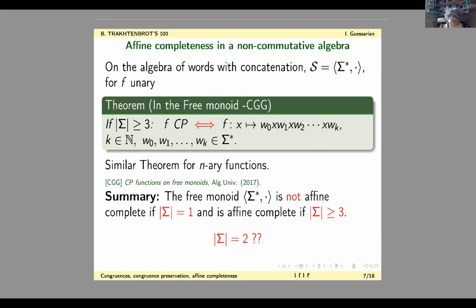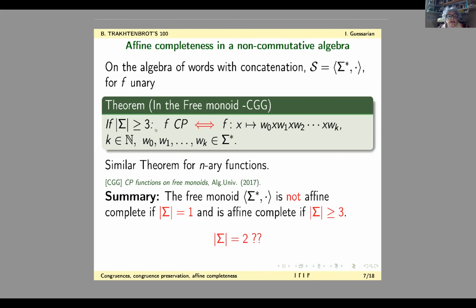So we decided to study affine completeness in non-commutative algebras, and we took as example the free monoid generated by an alphabet of generators, sigma, with concatenation. And we proved that as soon as the free monoid has at least 3 generators, a function is CP if and only if it is of this form, namely x gives W0 x W1 ... x WK, where W0, ..., WK are words in the free monoid. Hence, the free monoid with at least 3 generators is affine complete.